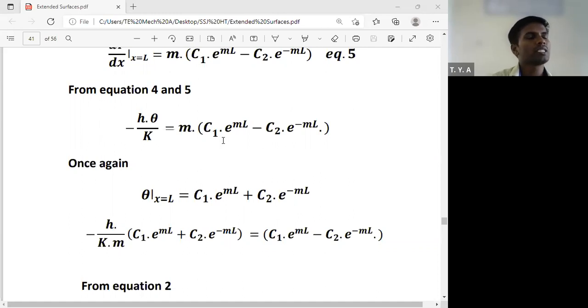Okay, so what is our governing equation? Theta is equal to c1 e raised to mx plus c2 e raised to minus mx. So we have to consider theta at x is equal to L. How to write theta at x is equal to L? Instead of x, we have to put the value of L. Once again, theta at x is equal to L is equal to c1 e raised to ml plus c2 e raised to minus ml.